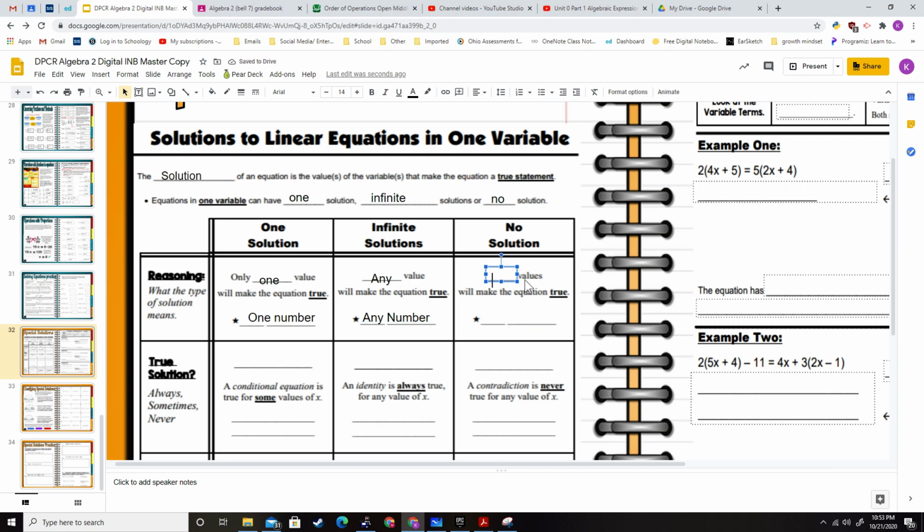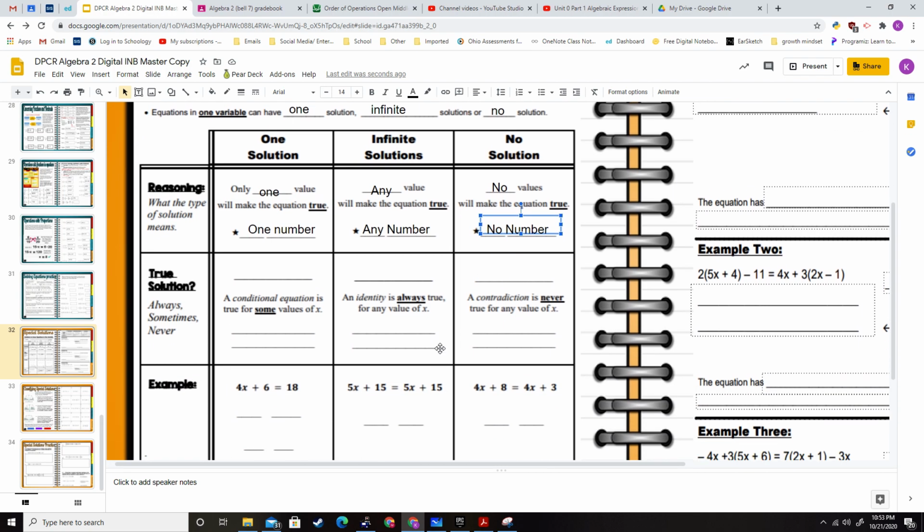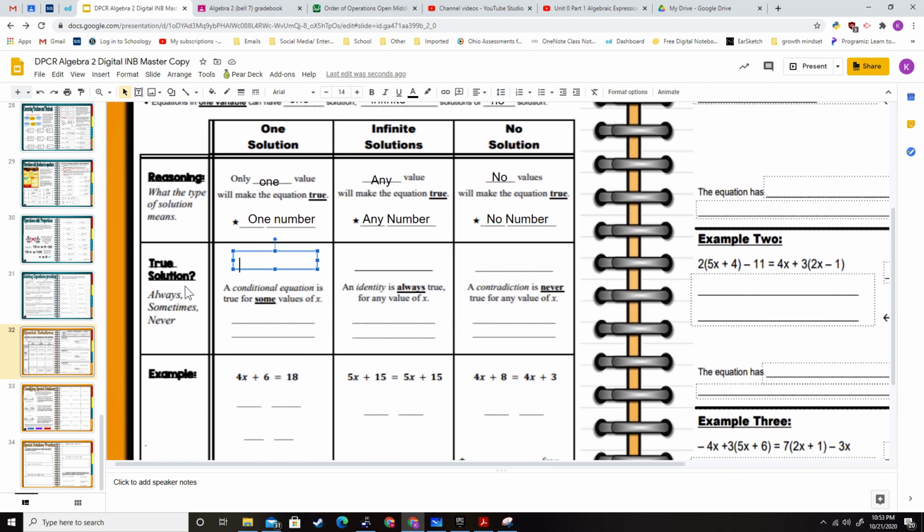And then for no solutions, that means that there is no value that can work for this. Nothing can make this equation true. That means that you have to move on, because that is truthfully the only thing there. No number can work for this. So one number could work, any number could work, or no number. Okay? All right.